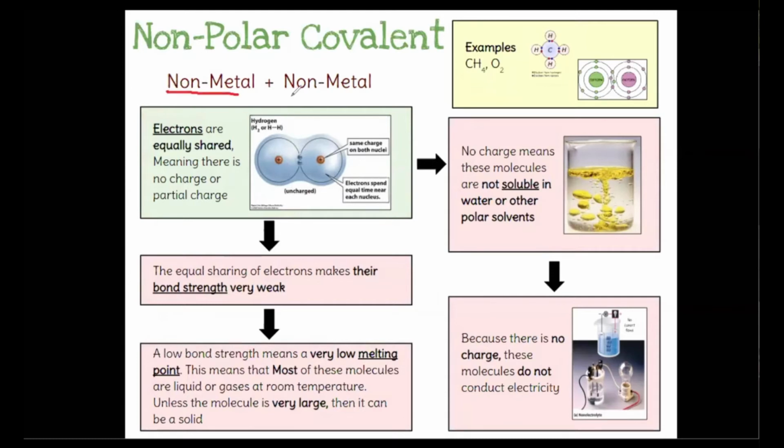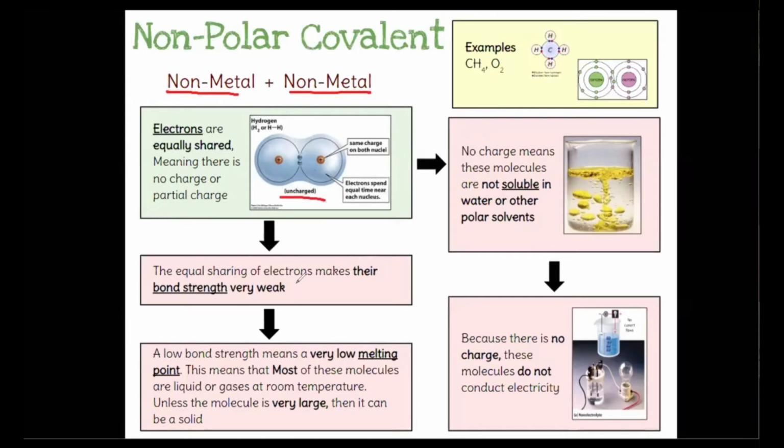These would be a nonmetal and a nonmetal that are super similar in electronegativity or are the same element, so they have the same electronegativity. So if I have two hydrogens that are bonded to each other, like here, both of these hydrogens want these electrons the same amount, so they're going to share them equally. So there isn't a positive side, there isn't a negative side, there is no charge.